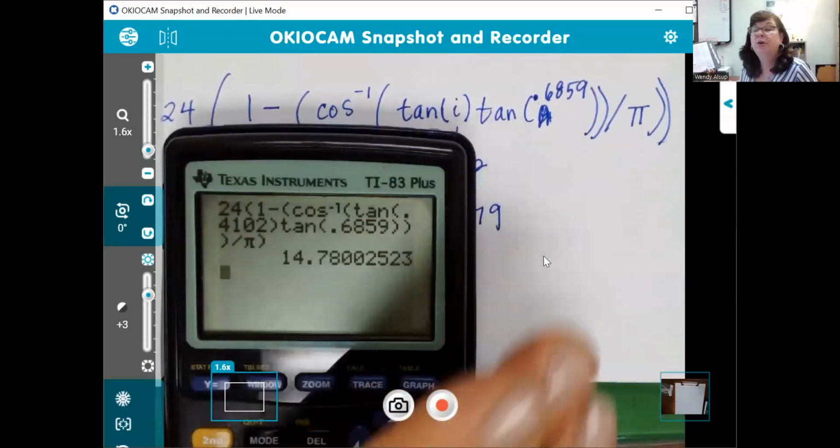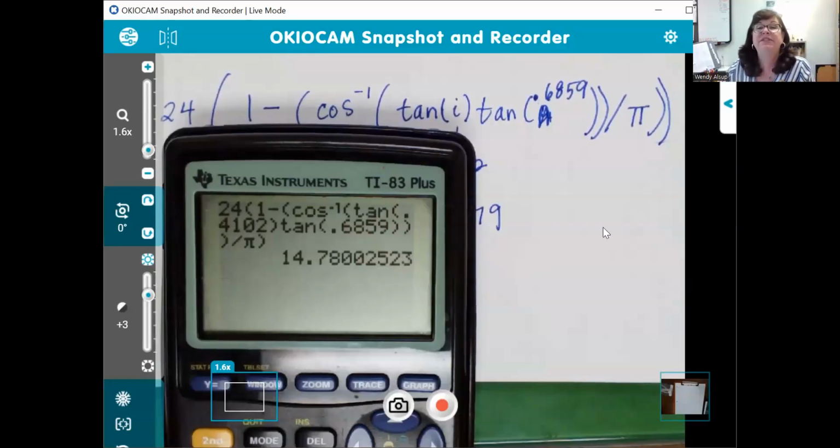All right. So that's my number of hours of daylight for letter A, and they want it at 2 decimal places. So I'm putting in 14.78 for my letter A.